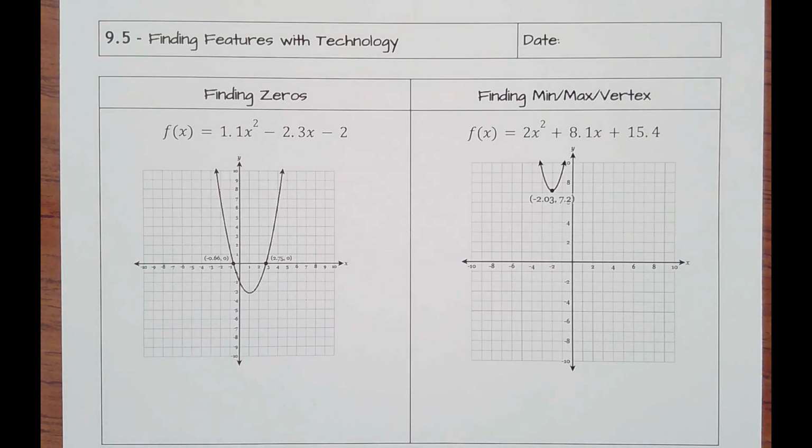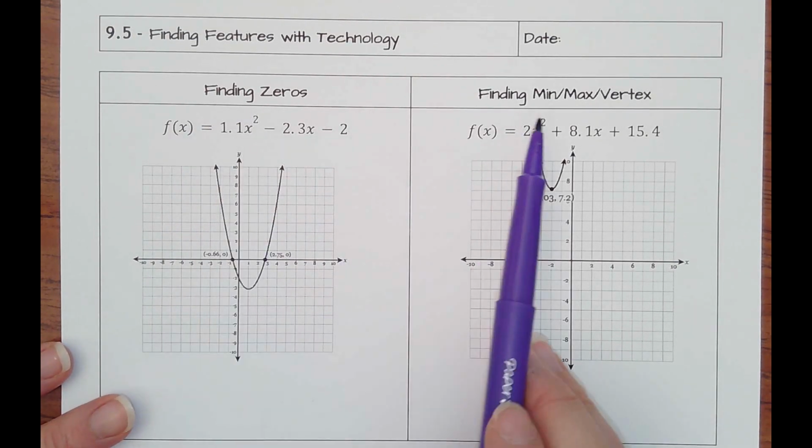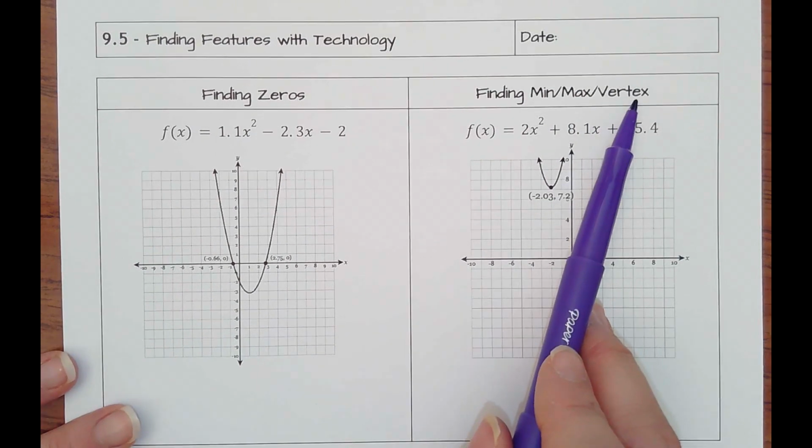Lesson 9.5, finding features with technology. We've actually done this already in our quadratics unit, but it'll be a good refresher and hopefully make more sense now. So there's two different things you'll be asked to find, either finding the zeros or finding a minimum, a maximum, or maybe a vertex.